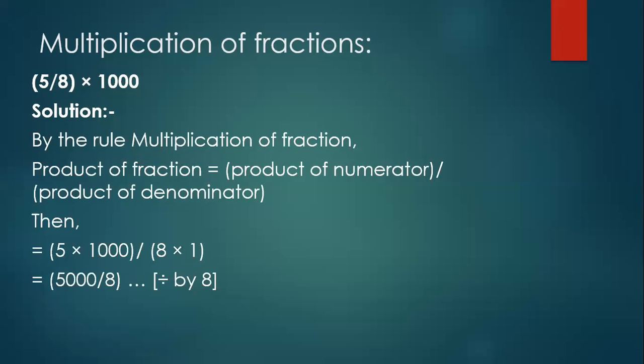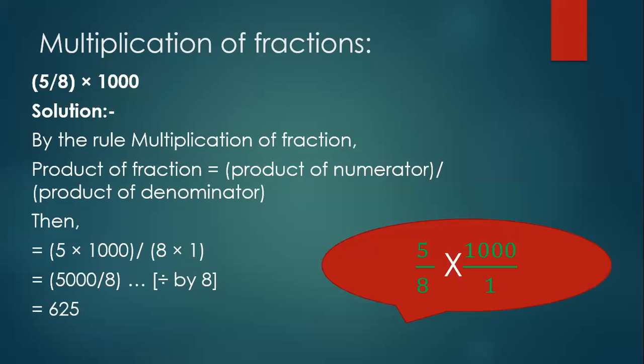5 multiplied by 1000 gives us 5000. 8 multiplied by 1 gives us 8. Now 5000 by 8, doing this, gives 625. If you're fine with it, do it. But if you ask me personally which method I like, I like this method because this is extremely easy. What will I do?